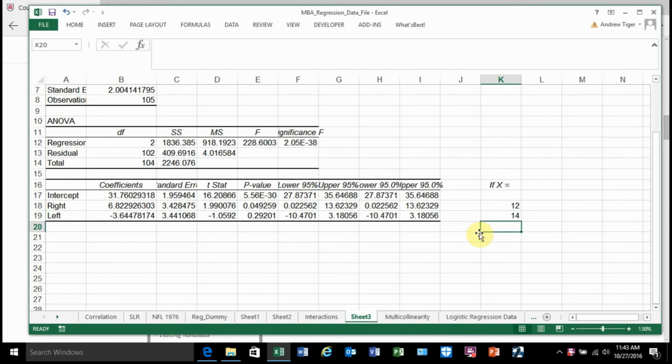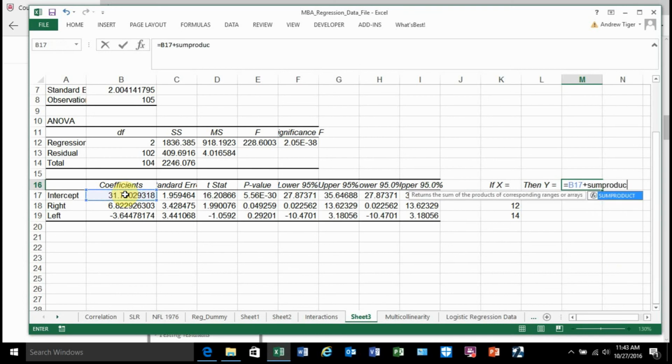Well, that's the problem with using data that has independent variables that are highly related or correlated, because it would be the intercept plus sum product of these two. And I could change these independently, and we don't want that to happen.